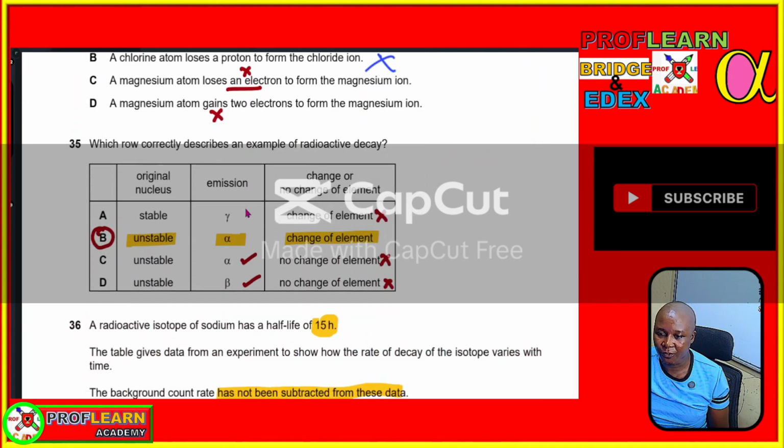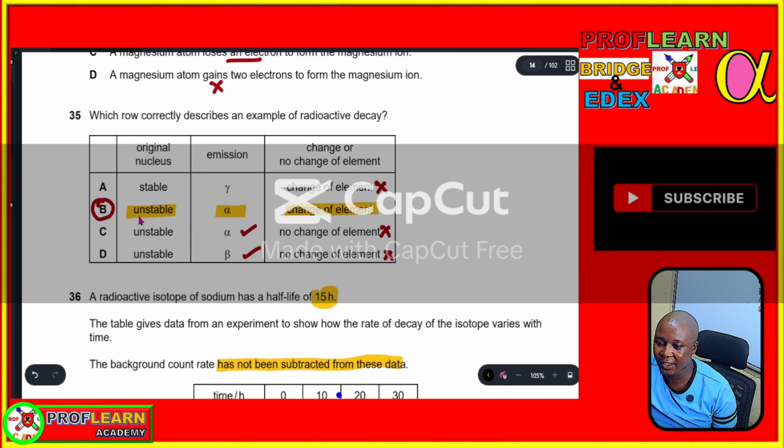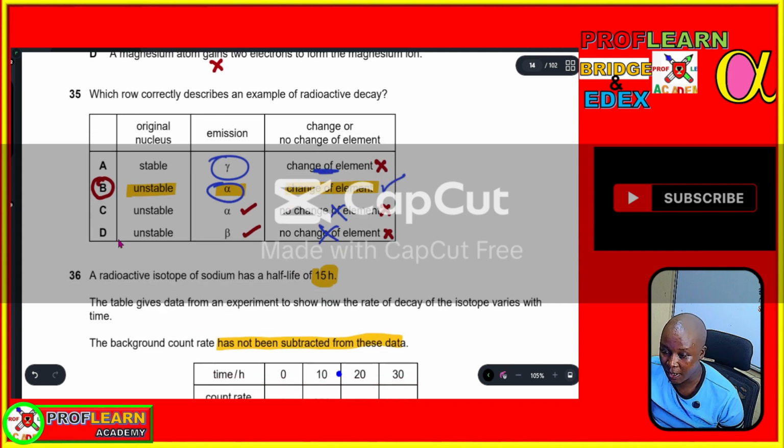Question number 35. Which one correctly describes an example of radioactive decay? This is unstable, losing an alpha, there is a change in element. Stable, that's losing energy, so there's no change in element for gamma. Unstable, no change, this is wrong. There must be a change when it loses gamma or alpha, right? Unstable, no change, so this makes it wrong. So the correct answer is B.